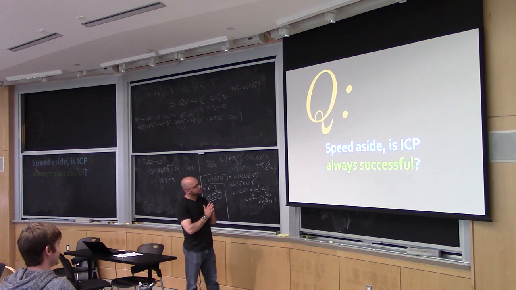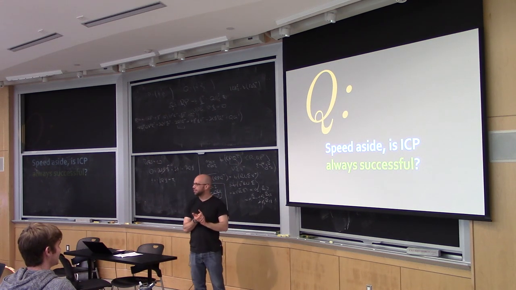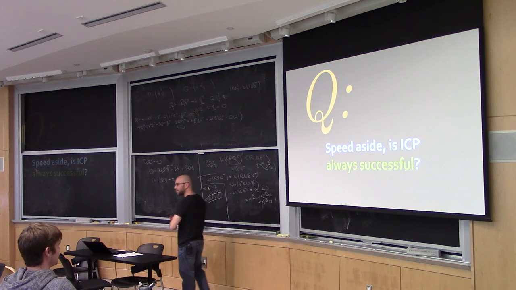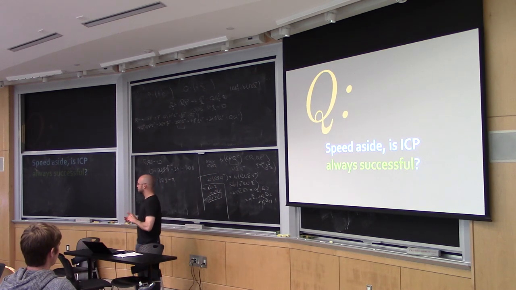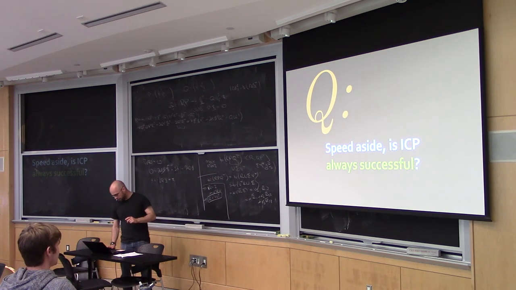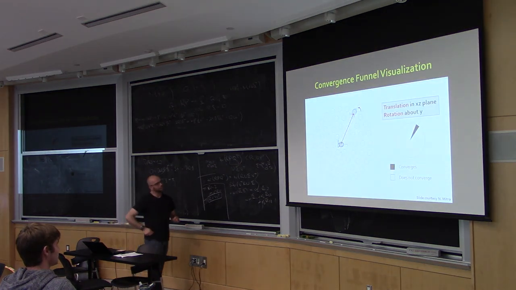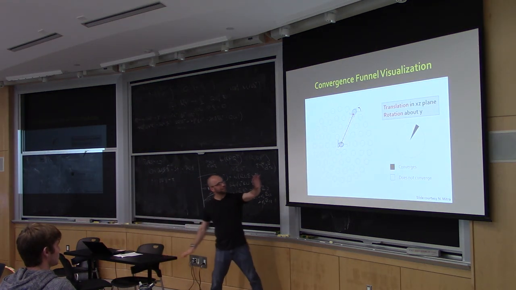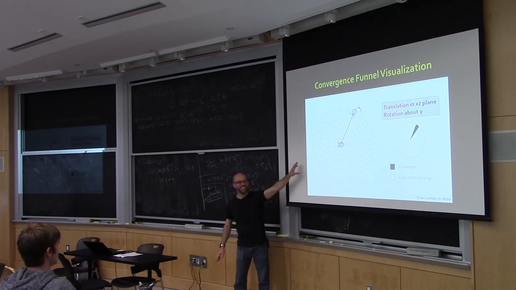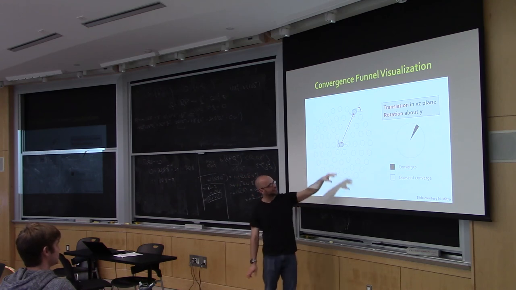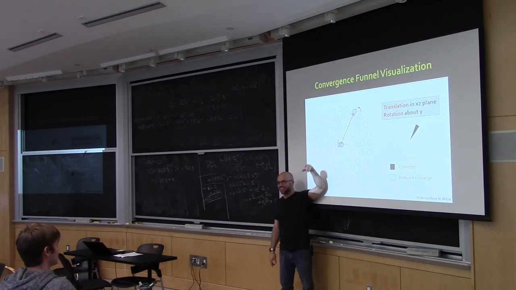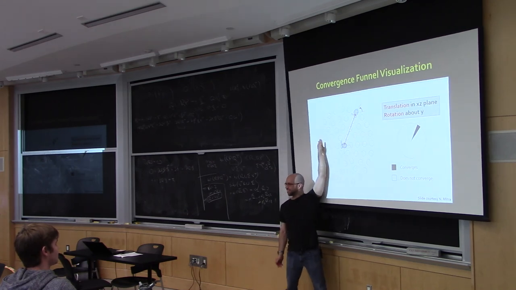Right. So speed aside, like I've already told you in 50 ways, ICP is often unsuccessful. And there are many really clever visualizations of that. So one that I really like is shown here. This is a little hard to read if you're not used to it, but I think it's really neat. I think this is from Niloy Mitra, and he deserves a lot of credit for coming up with this. So here's the plane.